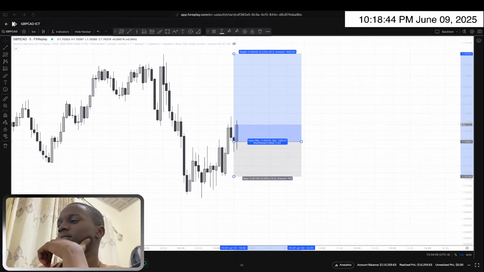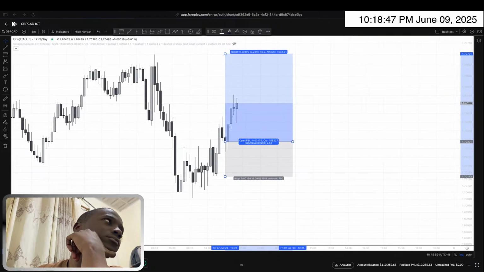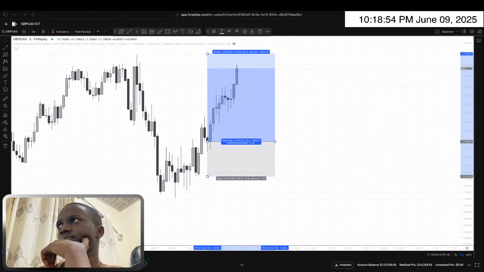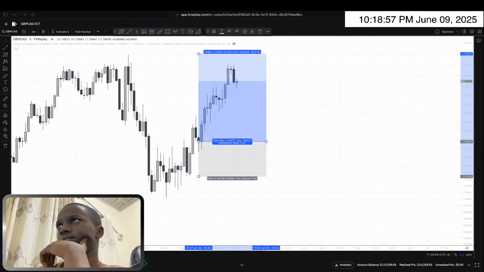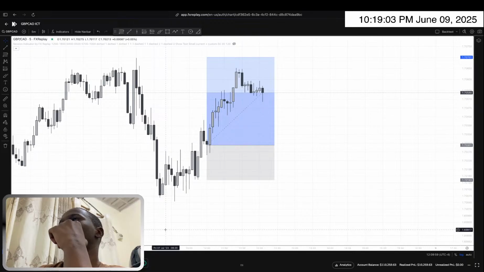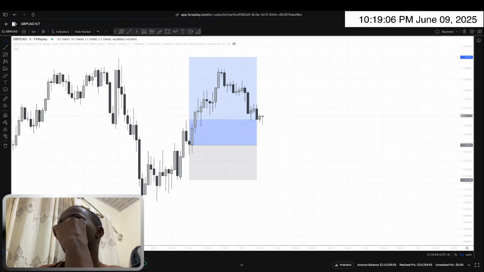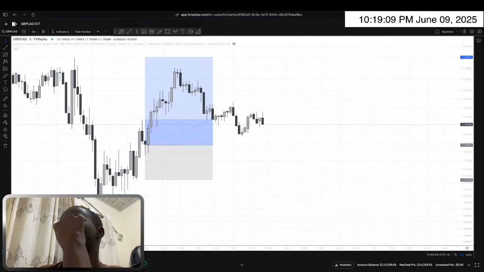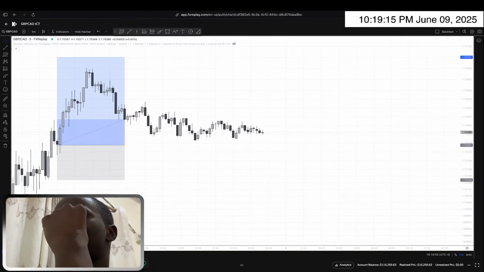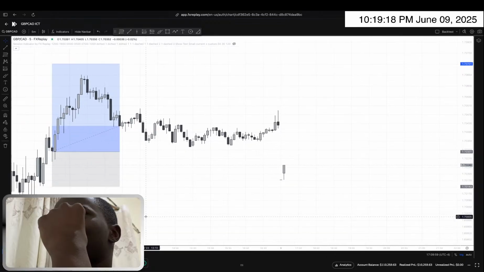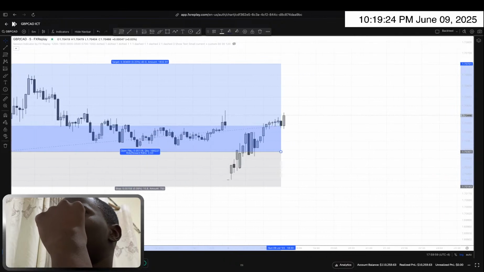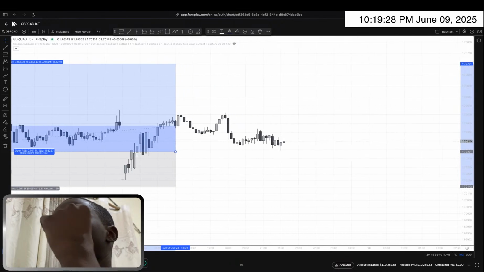The price is absolutely respecting it, you know, part of the play. Let's see if it hits that, if it takes out that high. Okay, looks like it doesn't hit that high. Let's stop stressing it. We'll be back in a few minutes.